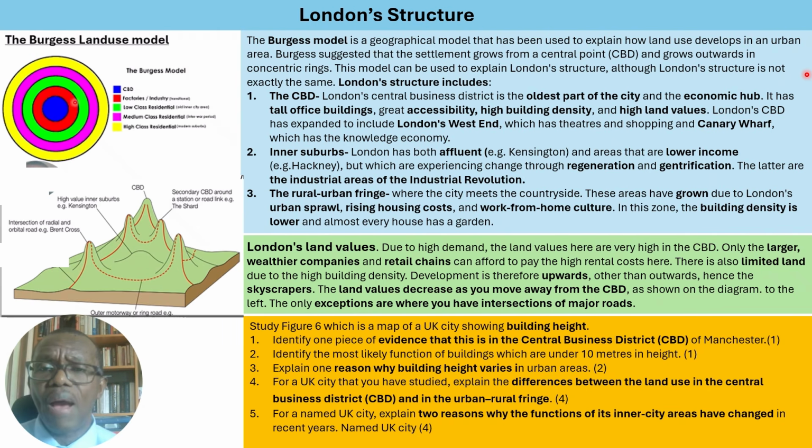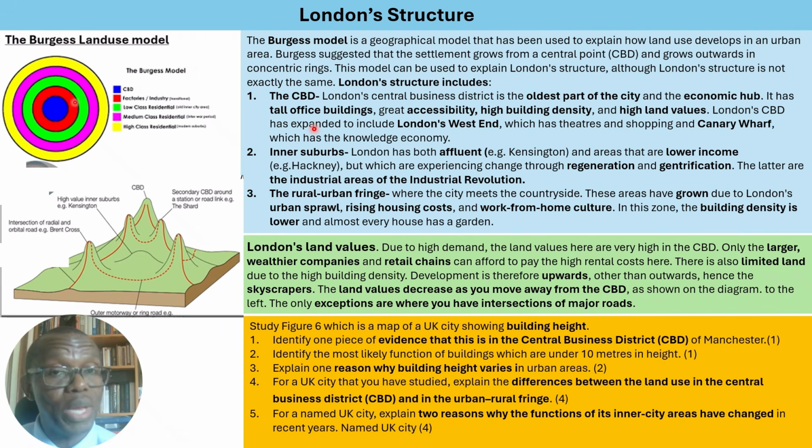Now, London's structure can be explained to some extent using the Burgess model, although it does not exactly fit the model. But of course, knowing the model is good background information. So what does London's structure include? So we have a CBD, or the CBD here in London. Now, London's Central Business District is the oldest part of the city, of course, and is the economic hub. So most of the economic activity is actually taking place. So it has tall office buildings.